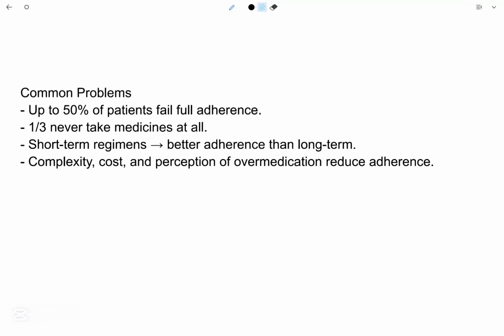A common problem is that most patients don't fully adhere to the prescribed medicines. Up to 50% of patients fail full adherence. One third never take medicines at all. Short-term regimens have better adherence than long-term. Complexity, cost, and perception of over-medication reduce adherence.